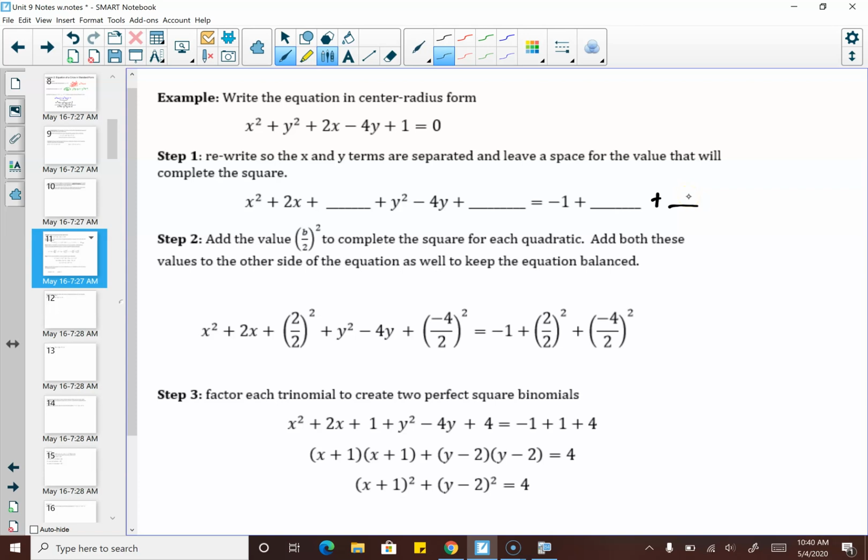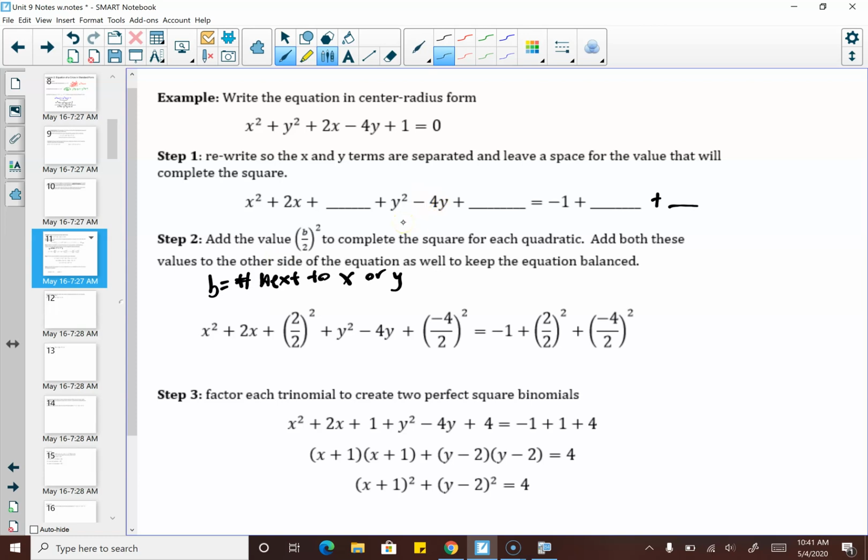Step 2, add the value of b over 2 squared to complete the square for each function. Now, what is b? b is the number next to x or y. So in this case, for the x's, it's going to be a 2. For the y, it's going to be a negative 4.